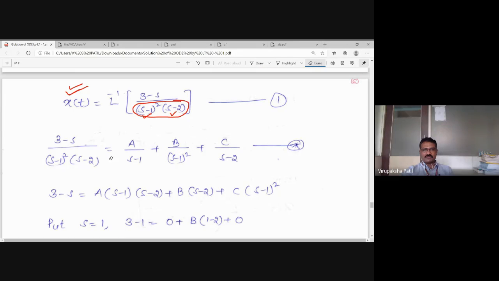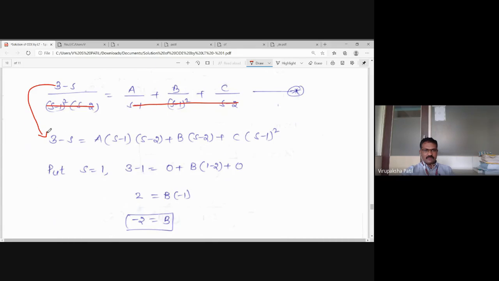LHS is equal to RHS, and the denominator will be the same, so after taking the LCM the denominators cancel. From the LHS you are left with 3 minus s, and from the RHS you are left with A into (s minus 1) into (s minus 2) plus B into (s minus 2) plus C into (s minus 1) whole square. Okay, (s minus 1) whole square.